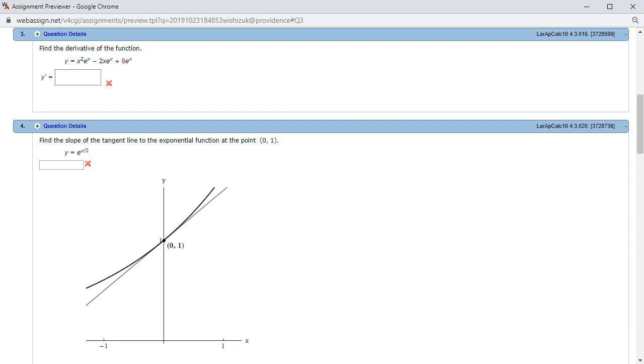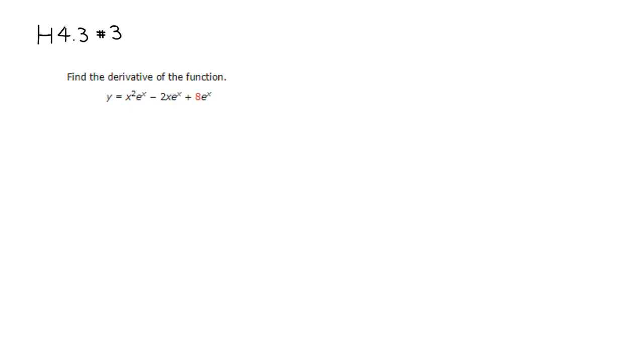Alright, let's look at homework 4.3, problem number 3. Let's find the derivative of this function here. So first thing I would do is, we have a common factor. You have e to the x here, and e to the x here, and e to the x here. So what I'm going to do is pull this out right here.